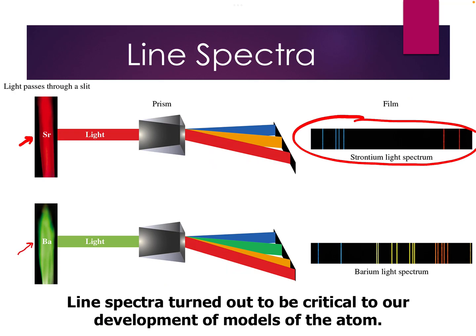If you light barium on fire, that's this one down here, it's going to produce a green flame, which is really cool. If we send that green light through a prism, then it will split as well, and it will give us this spectrum. And so you can see the spectrum from barium and strontium, again, totally different. So based on this line spectra, we can identify what our elements are. Pretty cool. And what's even cooler is that this line spectra turned out to be critical to the development of the models of the atom.